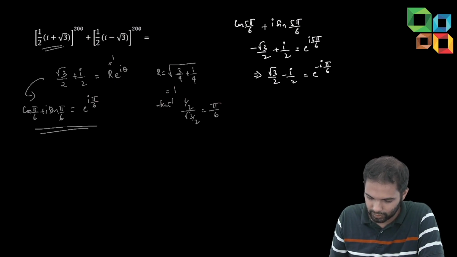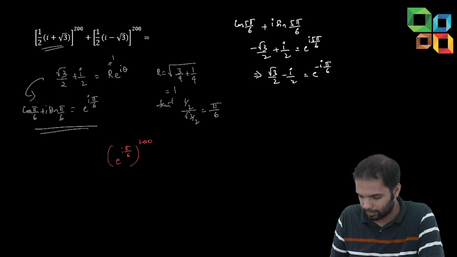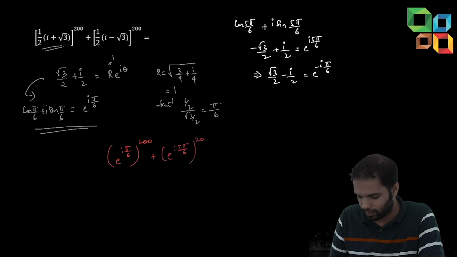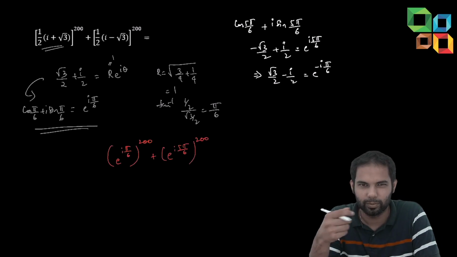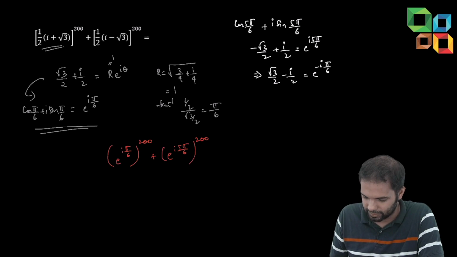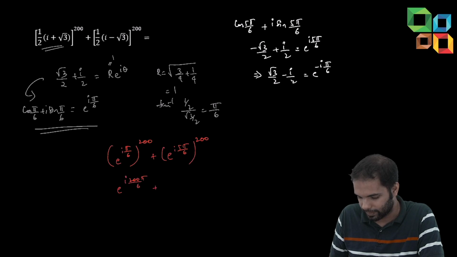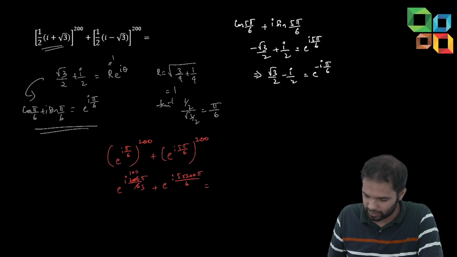So I have e power i pi by 6 whole power 200 plus e power i 5 pi by 6 whole power 200. Now 200 is not a multiple of 3, so there will be a factor remaining. But let me just simplify this as e power i 200 pi by 6 plus e power i 5 into 200 pi by 6. So one of the factors is 2, so this will be 100 pi by 3, and here again this is 1000 pi by 3.